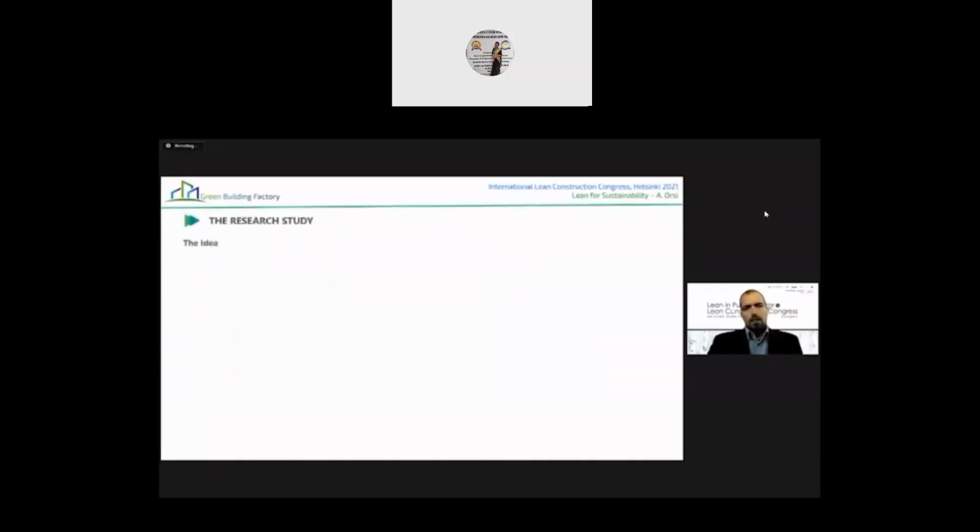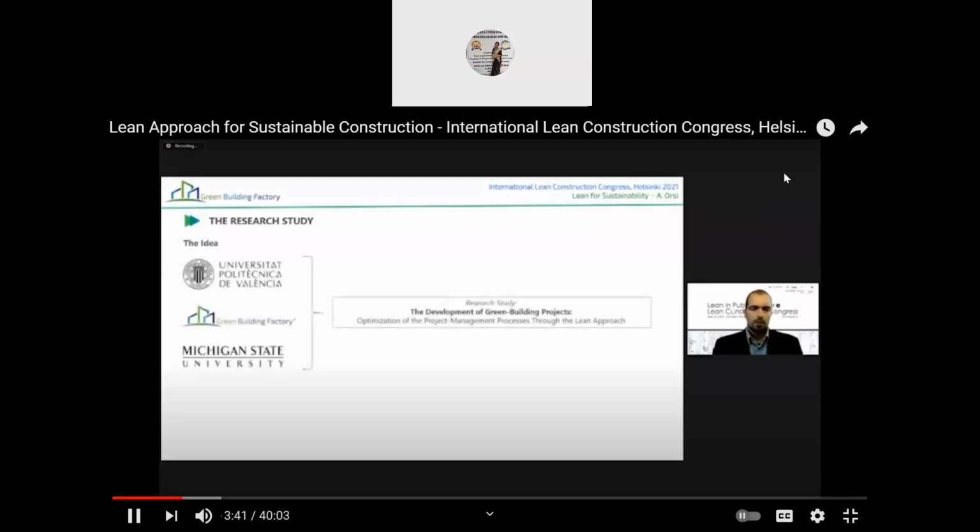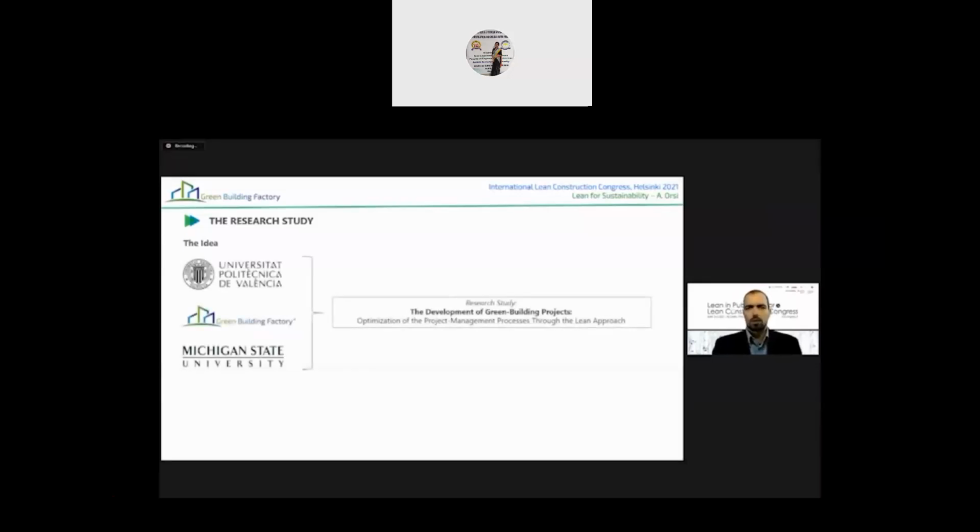So the idea of implementing lean within sustainability and within the green construction project field came from our research study that we did in collaboration with the Polytechnic University of Valencia and Michigan State University. It focused on the implementation of lean within the green construction field. And the idea was quite simple because it came from one of the key concepts of lean construction itself.